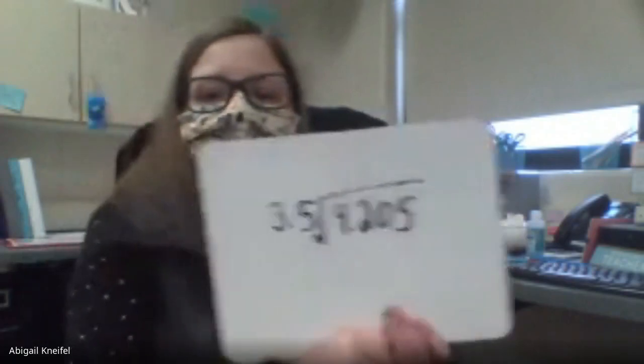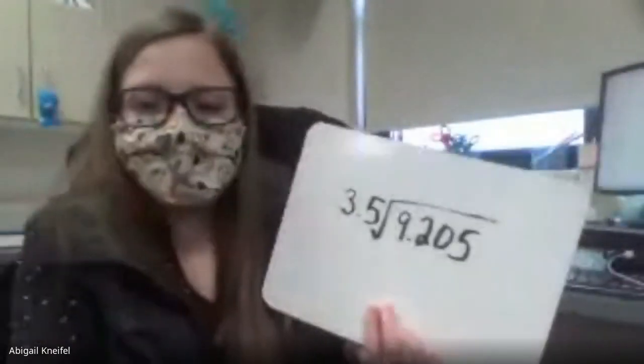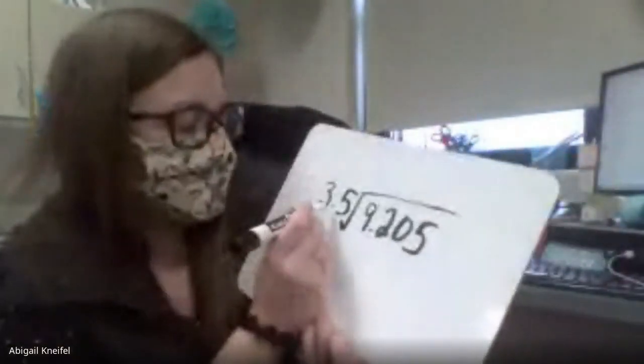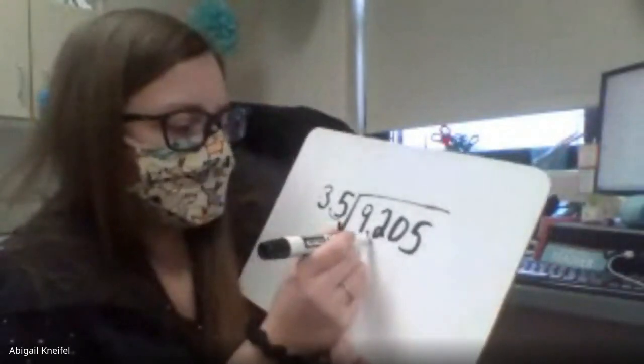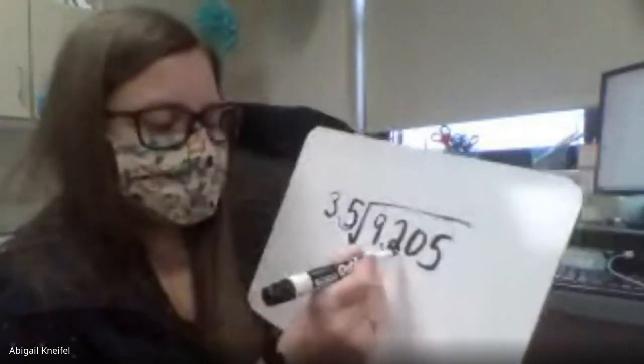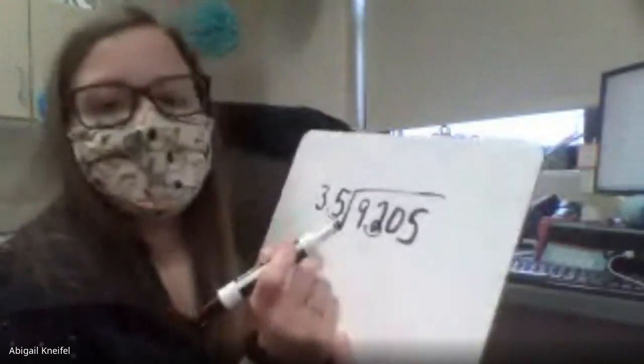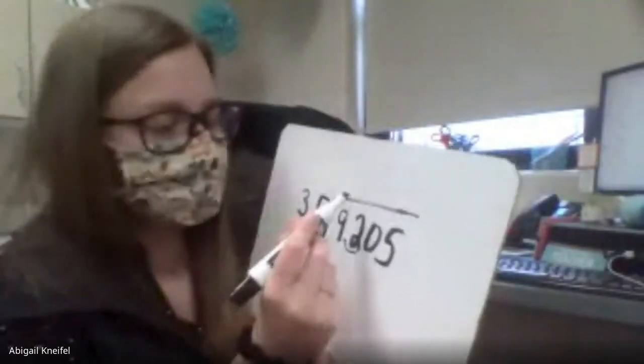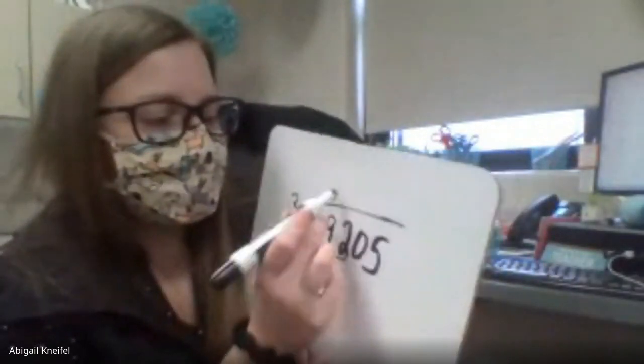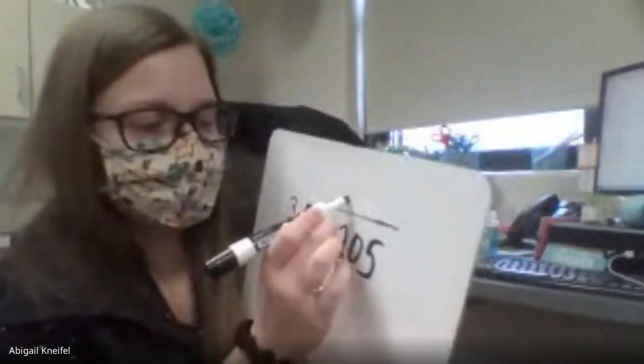All right. If you're not done, that's okay. We're going to do it together. First thing I need to do is move my decimal. So I'm going to move it 1 over here and 1 over here, okay? Can 35 go into 9? No. But 35 can go into 92, and it can go into 92 twice.